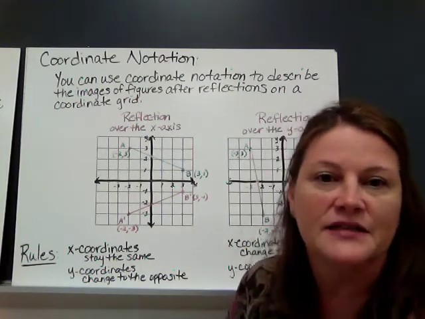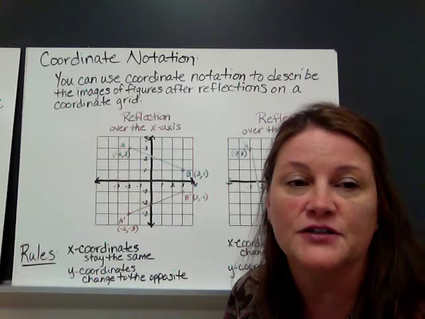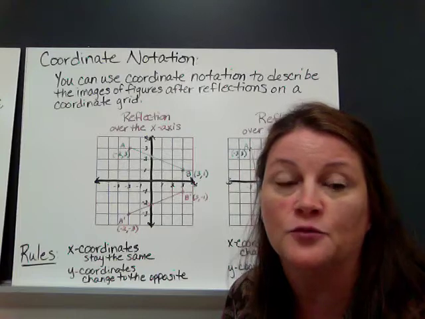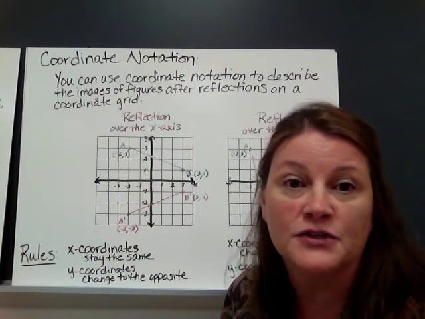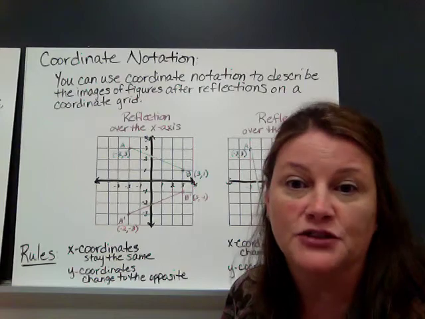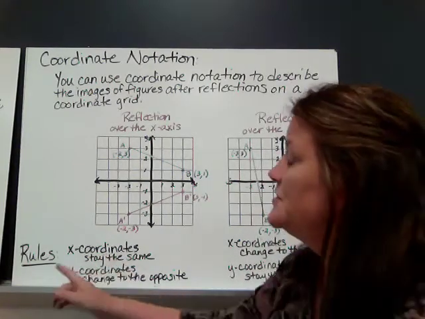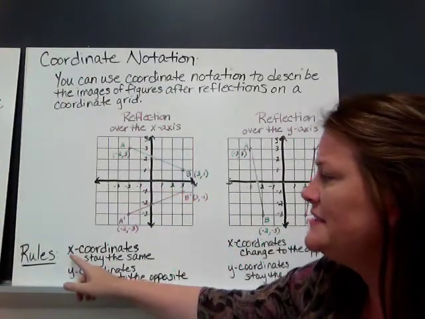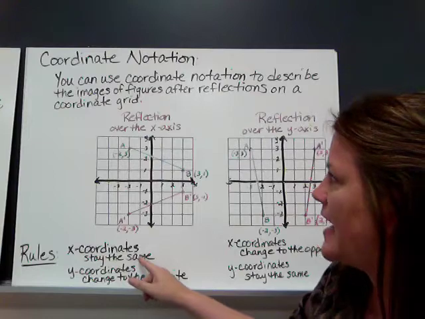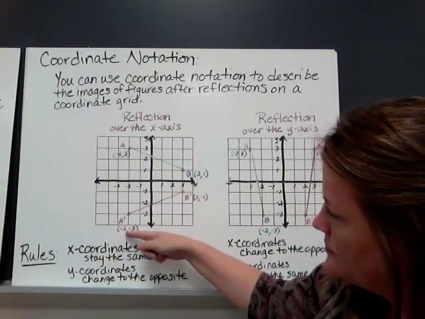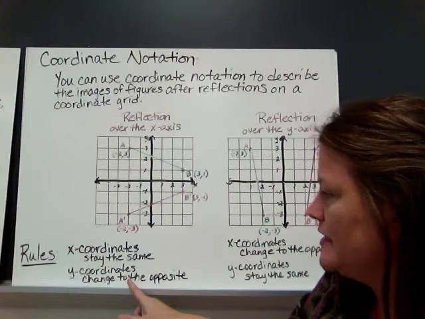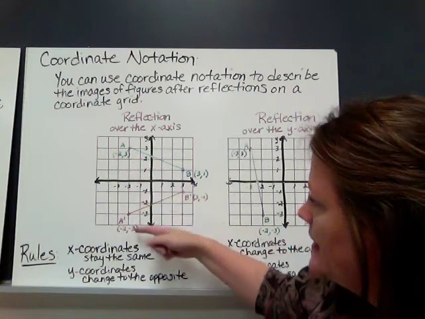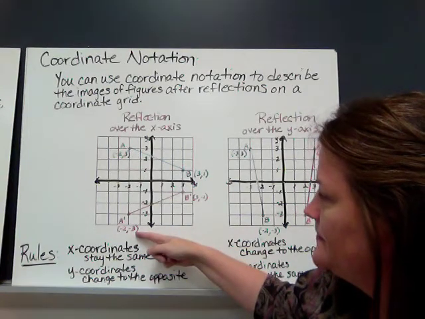What we want to keep in mind is that there are rules that we need to follow as far as reflecting figures on a coordinate grid and what happens with the coordinates of the original figure to the image. Let's look at the rules. First, if we look at reflecting over the x-axis on this example, we see the rules that the x-coordinates stay the same, -2 here and -2 here, but the y-coordinates change to the opposite. Let's look at that, 3 and -3 once we reflect it.